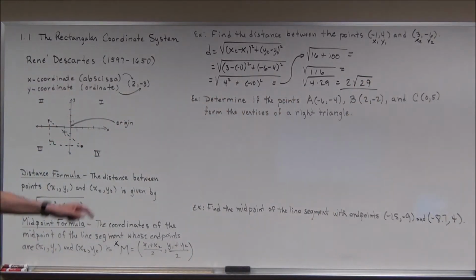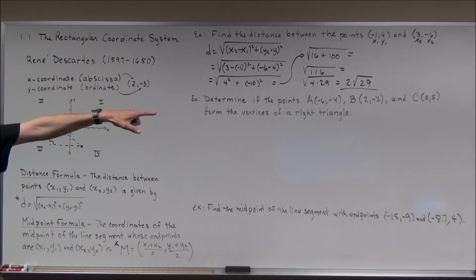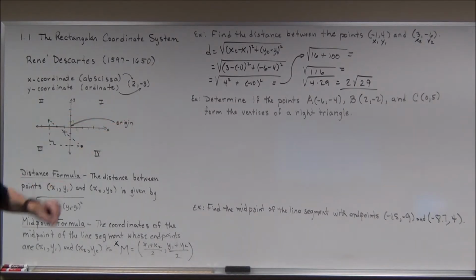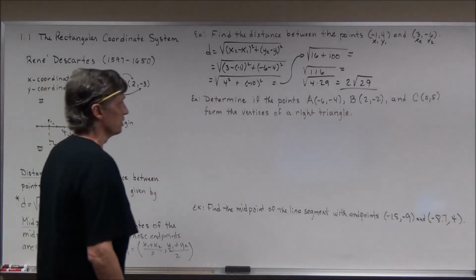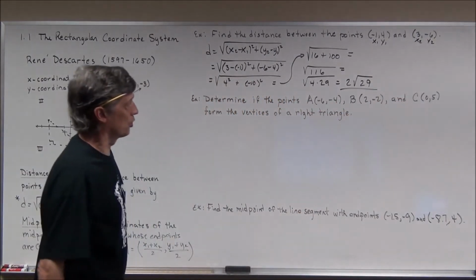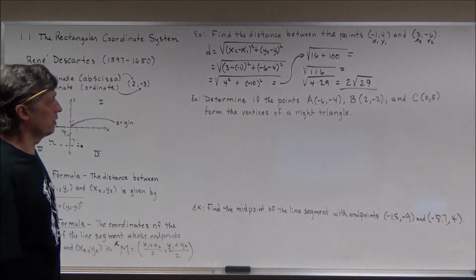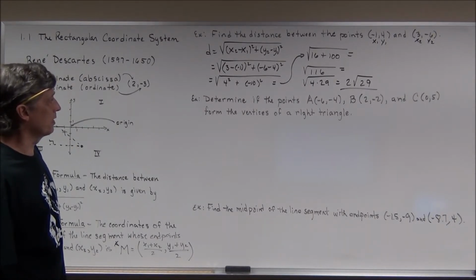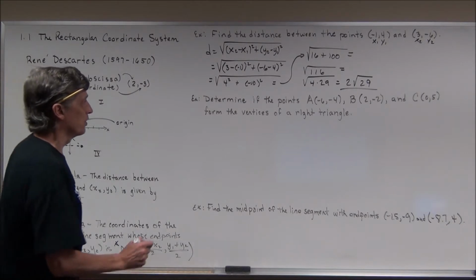Now, we wanted to determine if the points A, B, and C form the vertices of a right triangle. I need to find 3 distances: AB, BC, and AC, and then determine which is the longest, or the greatest of those 3 distances, to see if I form a right triangle. I'll have to use the converse of the Pythagorean Theorem.